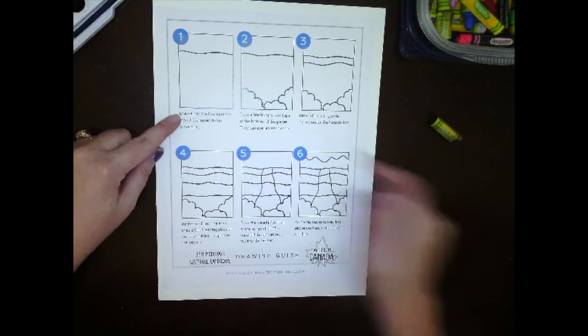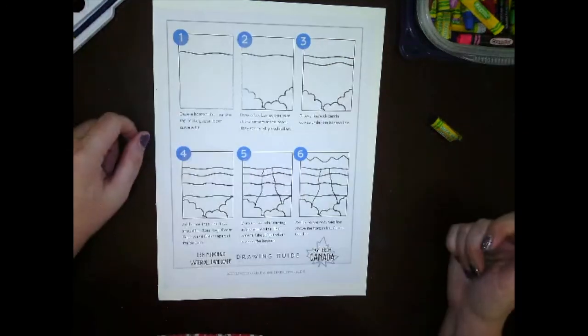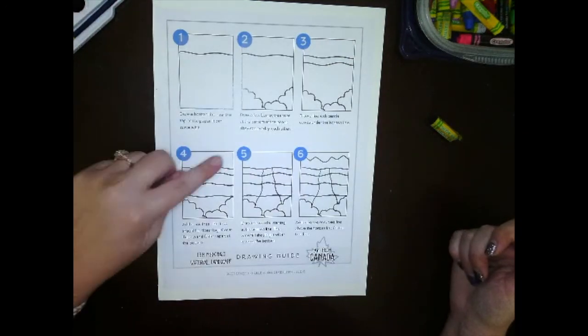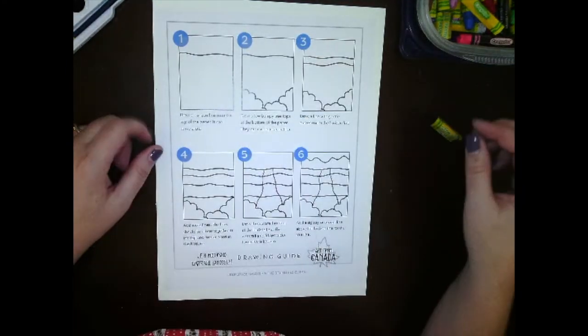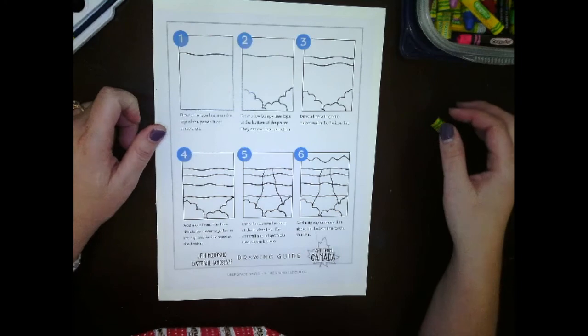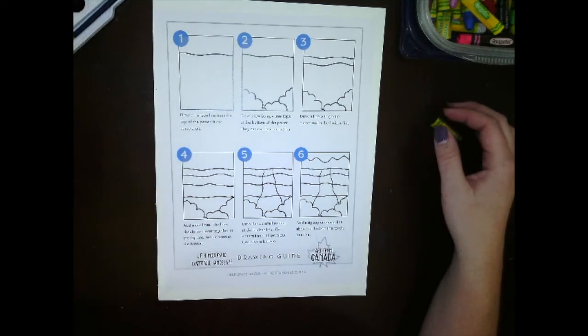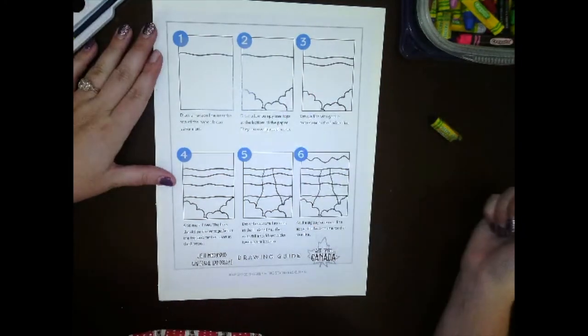So number 1, we're going to draw a horizon line across the paper, and it's going to be near the top of the paper, and it can be a little curvy, okay? So we don't have to make it perfectly straight.